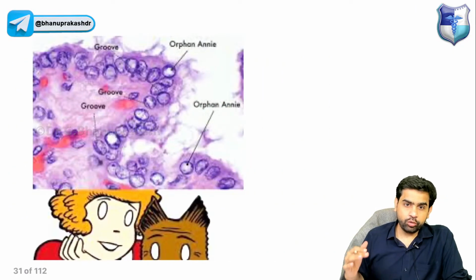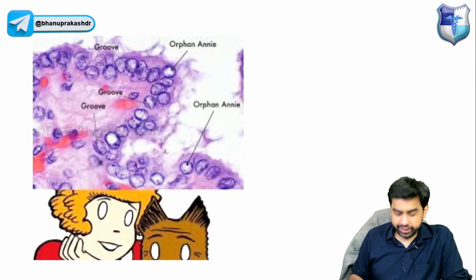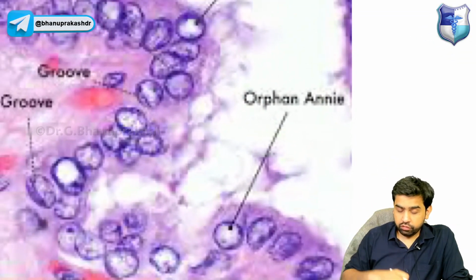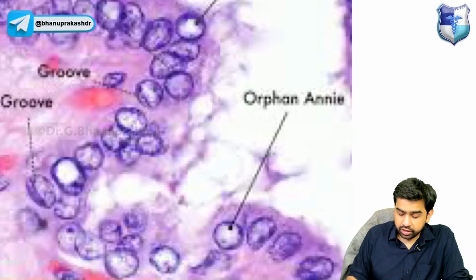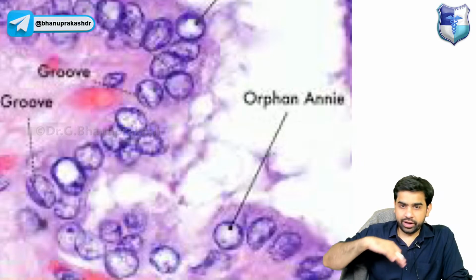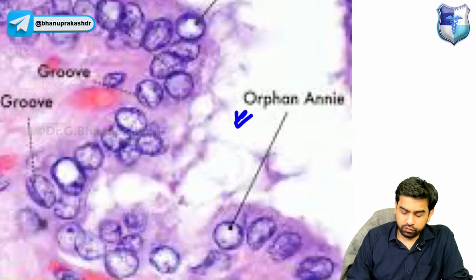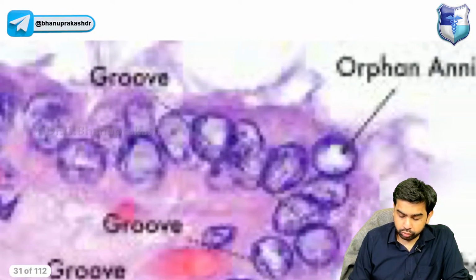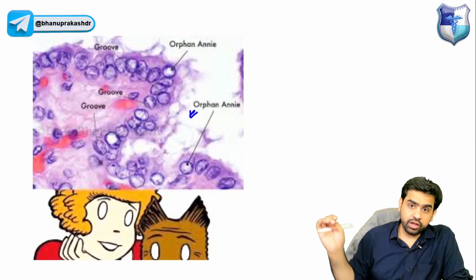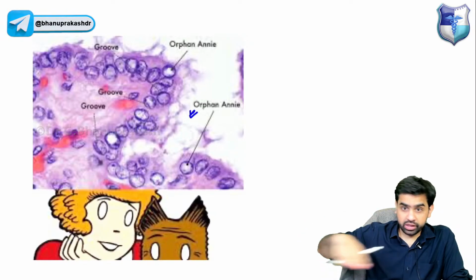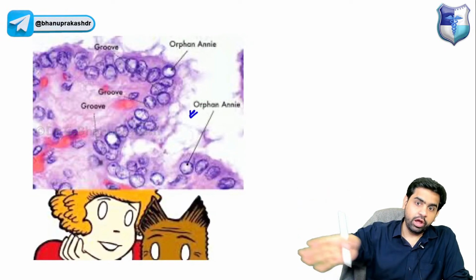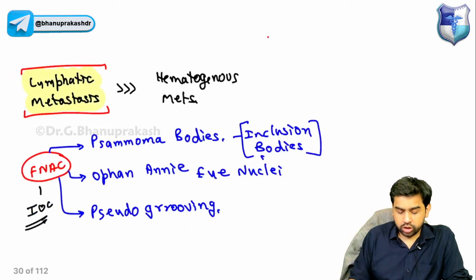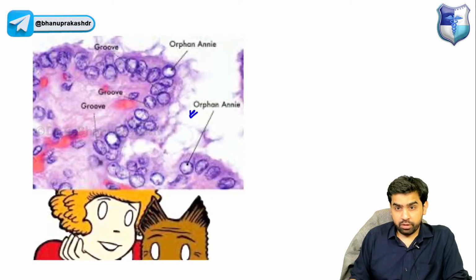What is this Orphan Annie eye nucleus? As you can see over here, this is a cartoon character where the sclera is completely visible. In a similar manner, when you look at the slides, inside the cell it is more or less empty. That is what is referred to as Orphan Annie eye nuclei. And then there is something called pseudo grooving. It's not that visible over here, but the cell membrane is invaginating inside. When you look at it in cross section, it looks like a groove, but it's just an undulating cell membrane itself. So these are the features on the FNAC which you get. I hope you have understood this point.